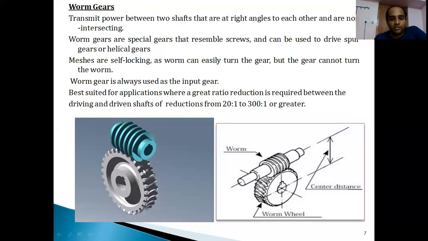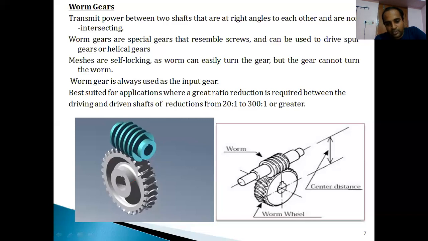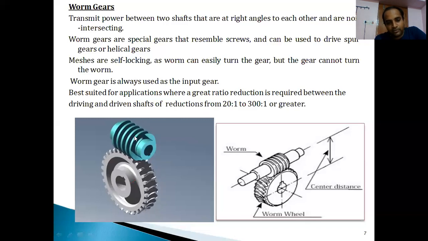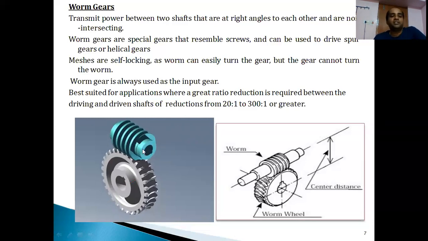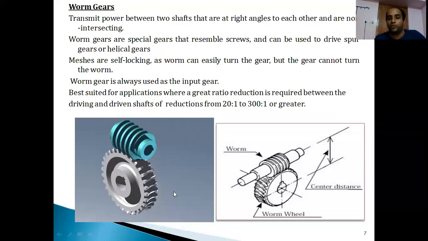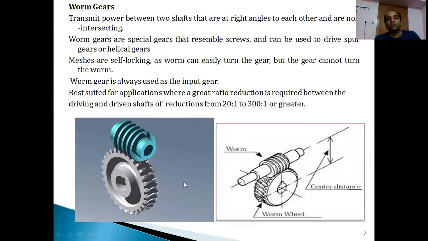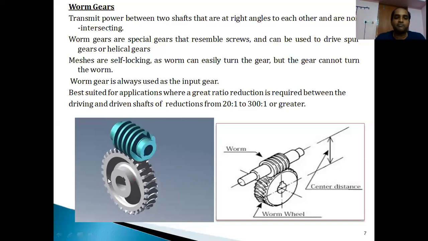And why does this happen? If you observe the teeth developed on this worm wheel, the contact surface of the worm wheel is very small when compared to the worm. For the worm wheel the contact surface is very less, whereas for the worm gear the contact is very high. That is the reason that even if you try to rotate the worm, it cannot rotate easily. It will not rotate. That is why we call it a self-locking mechanism, and this worm gear is always used as the input gear, especially when we want to achieve a gear reduction ratio or reduce the speed.